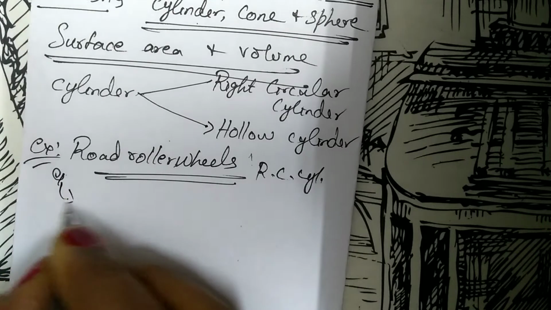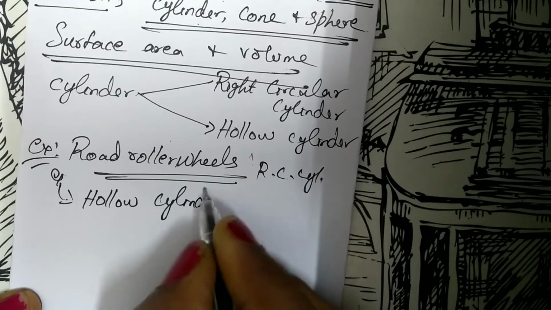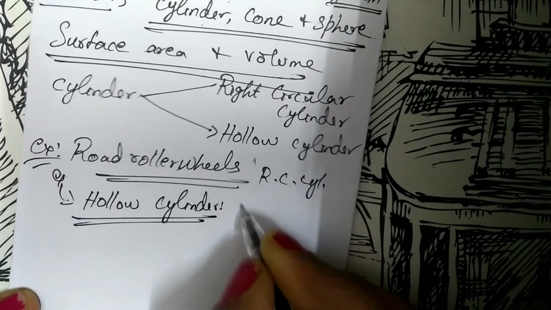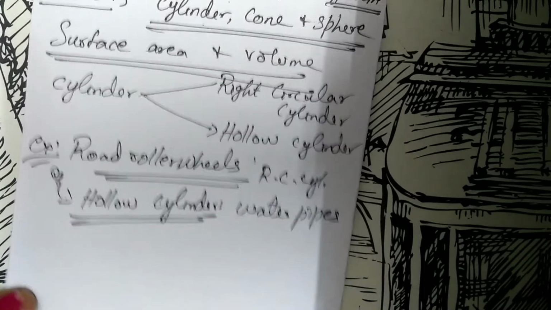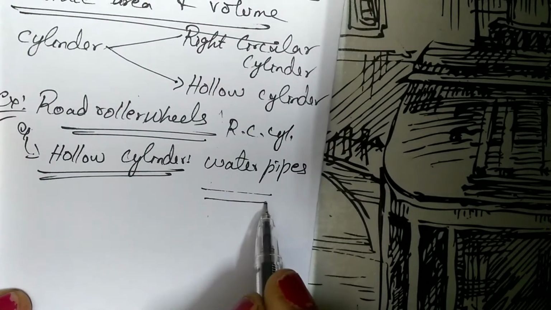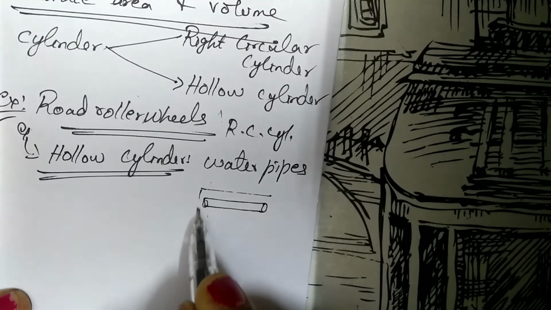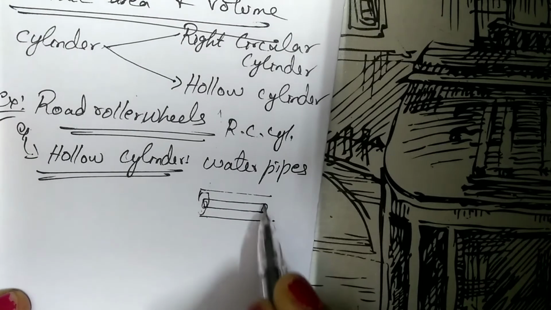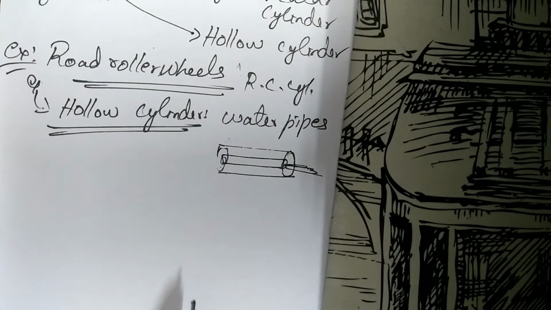If I take a hollow cylinder, an example is our water pipes. Water pipes are hollow cylinders. The pipe will be like this. You have the width of the pipe like this, where the water gushes out like this, no? This we call a hollow cylinder.